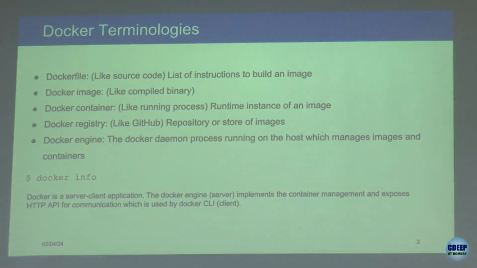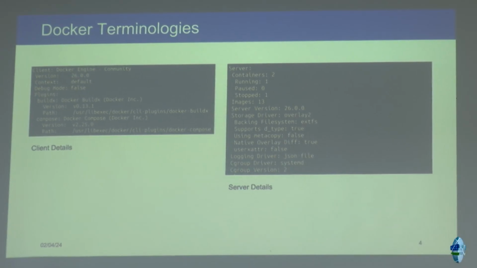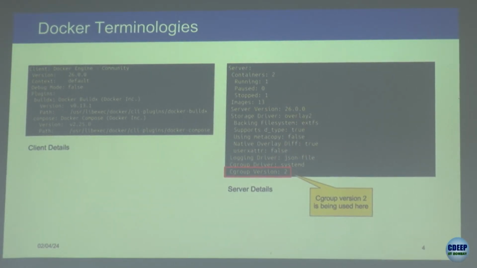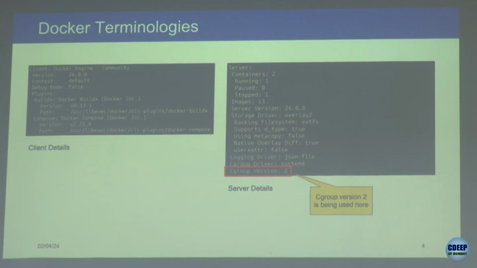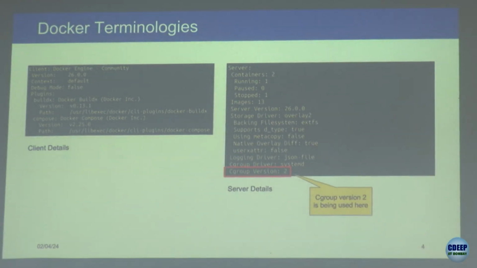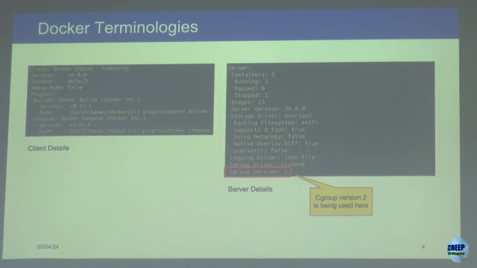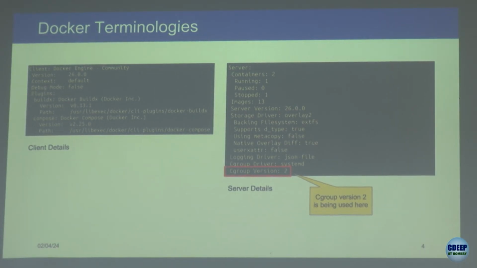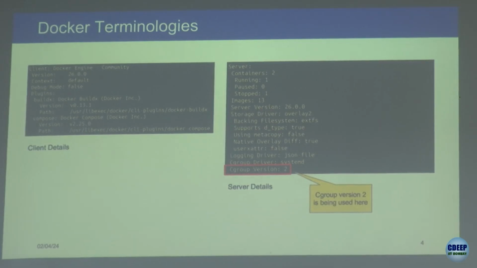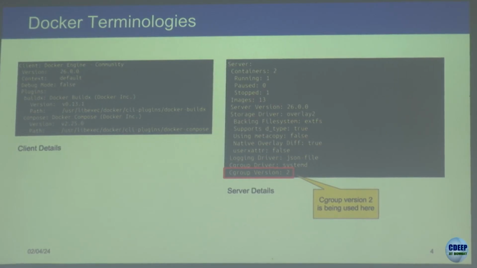Now if you look at this information, you will find some interesting details. For example, if you look at the server details, you will find something mentioned as C group version. There are multiple versions of C groups used in Linux: version 1 and version 2. If you look at your information, you will find what version of C group your Docker is using right now. So how many of you have C group version 2? What about version 1? Okay, so there is a mix of both.